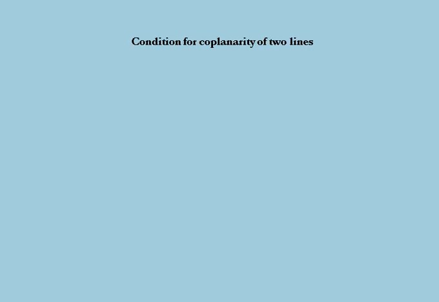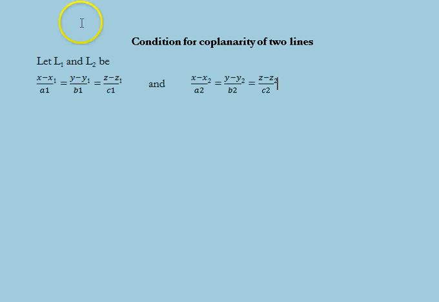Next, we are going to discuss the condition of coplanarity of two given lines. For that, let us consider two lines L1 and L2, where line L1 is given as x minus x1 divided by a1 equal to y minus y1 divided by b1 equal to z minus z1 divided by c1, and L2 is x minus x2 divided by a2 equal to y minus y2 divided by b2 equal to z minus z2 divided by c2.